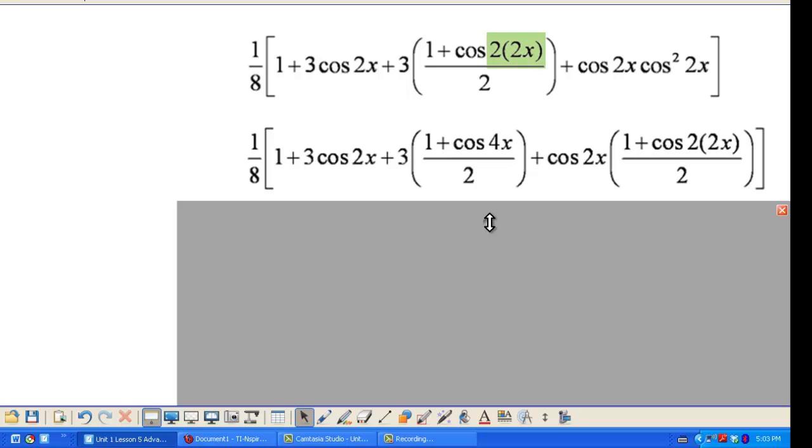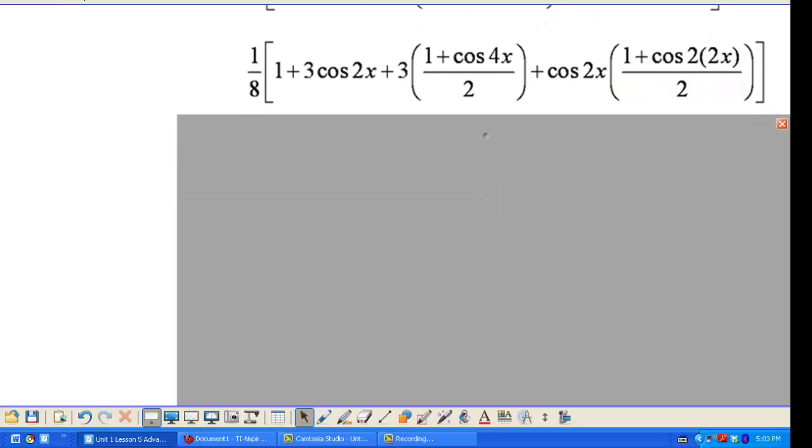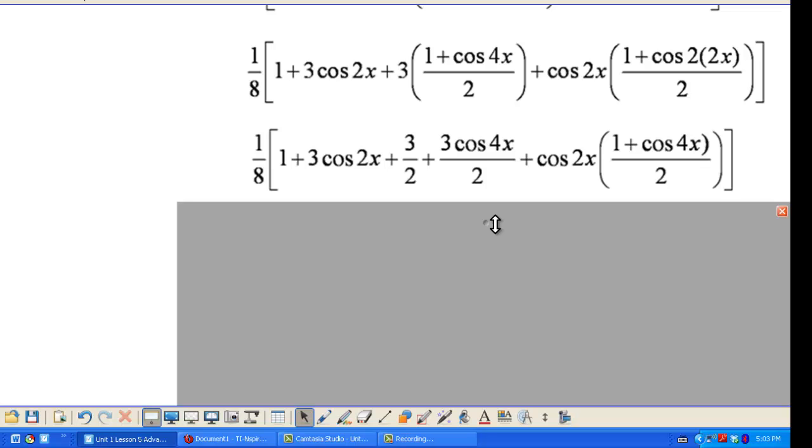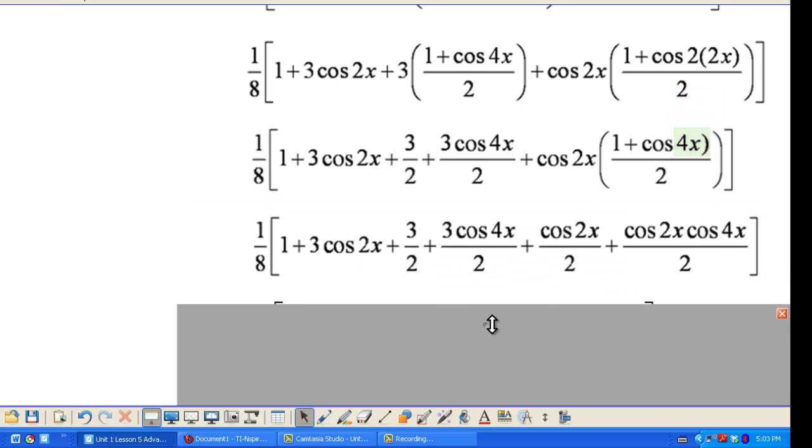Next, I did some simplification. 2 times 2x is 4x. And then I substituted, again, the power reducing formula of 1 plus cosine 2 of 2x over 2 for cosine squared 2x. Next, I distributed the 3, and 3 times 1 is 3, and then I could write that expression separately using its own denominator for 3 halves. And then I can distribute the 3 to the cosine 4x and write that over 2. On the other side, I simplified 2 times 2x to get 4x.